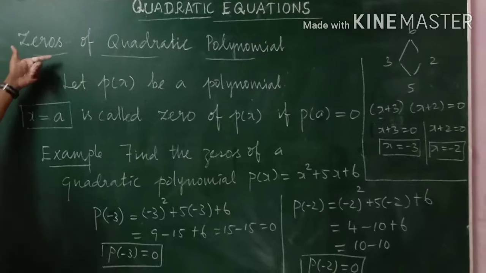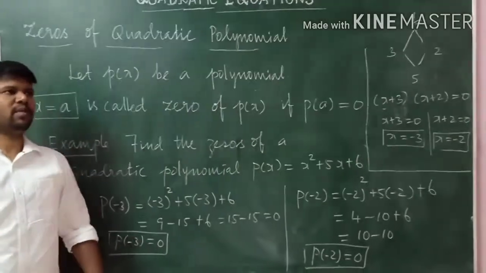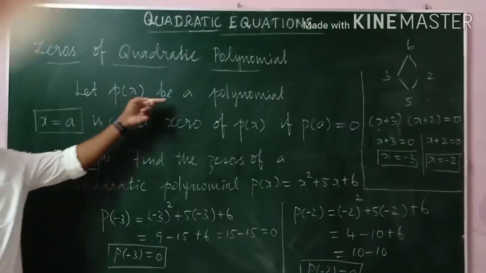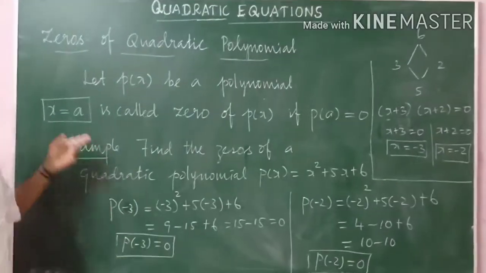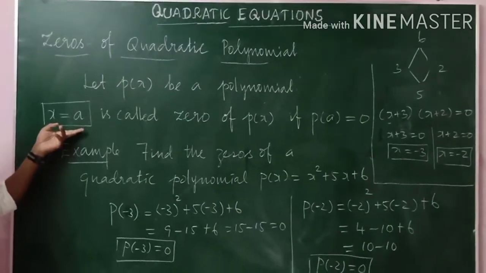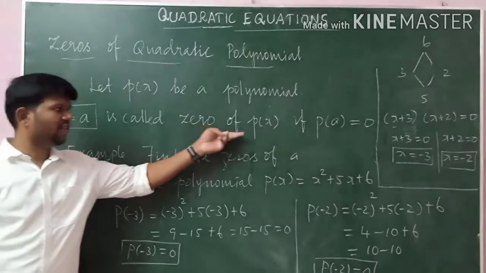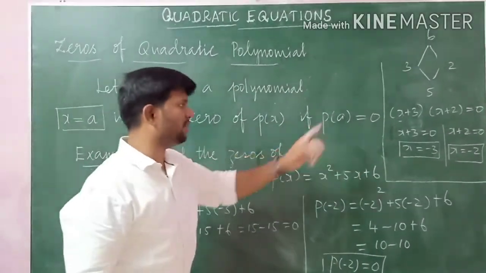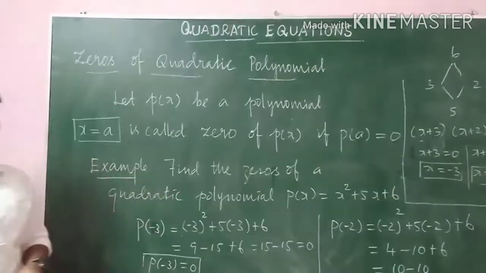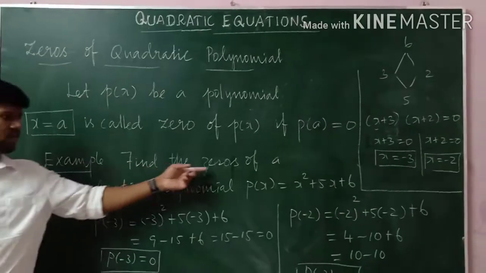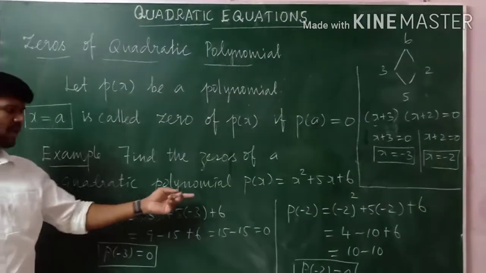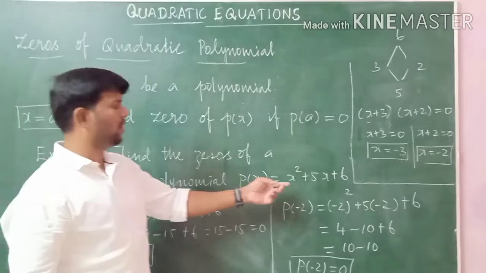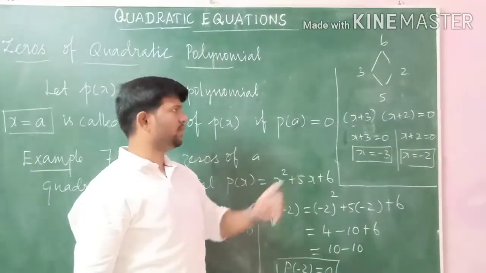Now we will see zeros of a quadratic polynomial. What is a zero? Let p of x be a polynomial, any kind of polynomial. If x is equal to a, it is called a zero of p of x if p of a is equal to 0. Let us see an example. Find the zeros of the quadratic polynomial p of x is equal to x square plus 5x plus 6.